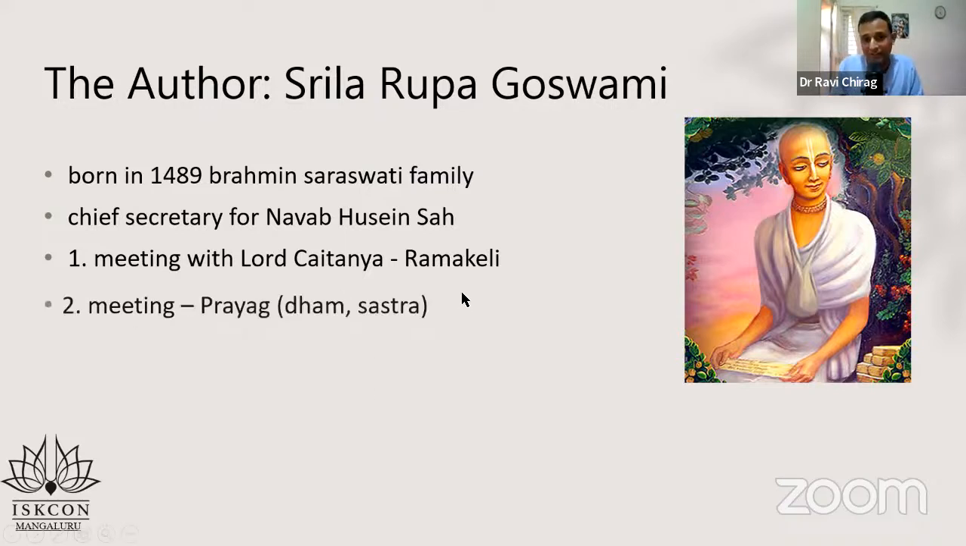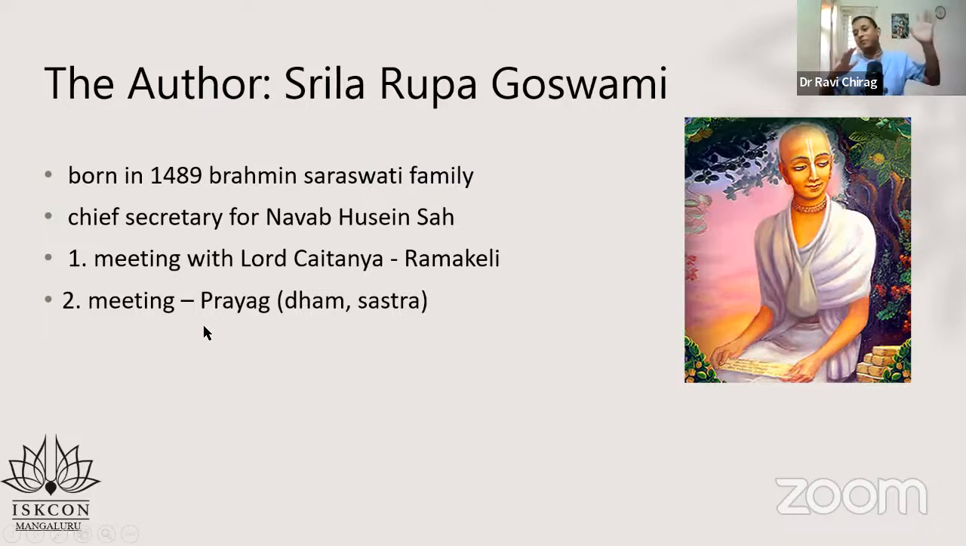Meeting with Lord Chaitanya: Rupa Goswami met Lord Chaitanya in Ramakeli the first time, and their heart changed. They wanted to follow Chaitanya Mahaprabhu. Then he met Chaitanya Mahaprabhu in Prayag. Chaitanya Mahaprabhu went to Prayag, and Srila Rupa Goswami followed him there and met him.